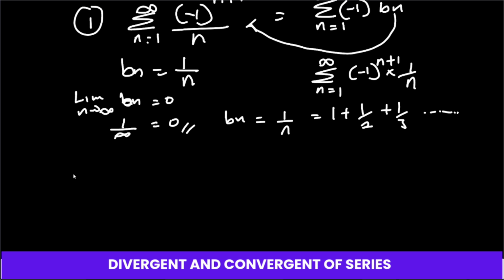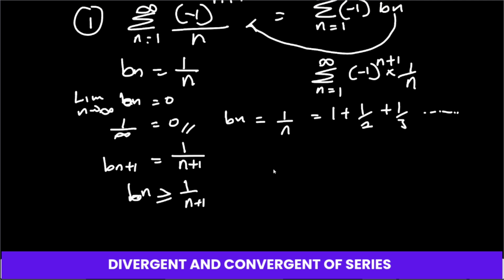The third condition is that when we take Bn plus 1, let's find the value of Bn plus 1. Wherever we see n, we put in n plus 1. The value of 1 over n plus 1 should be the lesser value. In other words, Bn should be greater than or equal to 1 over n plus 1. Then in that case, the condition is met.